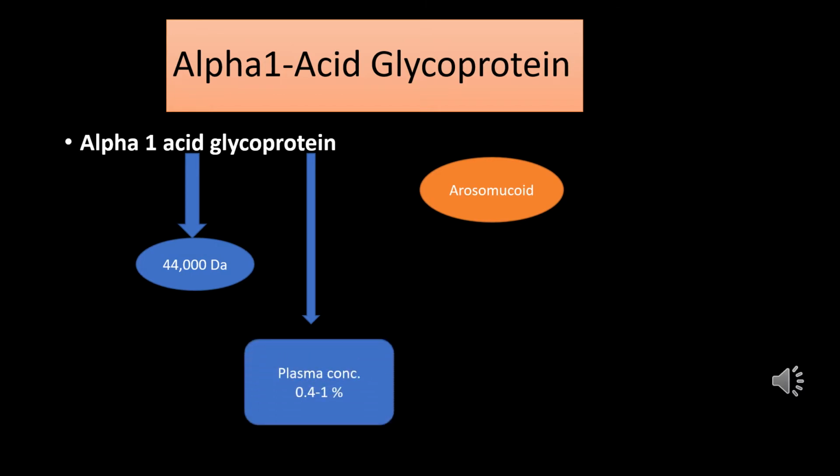Alpha-1 acid glycoprotein is another important plasma protein other than albumin, which through binding also plays the important function of transport. Alpha-1 acid glycoprotein is also known as orosomucoid. Its molecular weight is 44,000 daltons and its plasma concentration is 0.4 to 1% weight per volume, which is quite lesser as compared to albumin, which was around 3.5 to 5.5%.